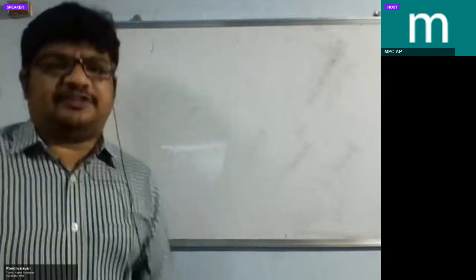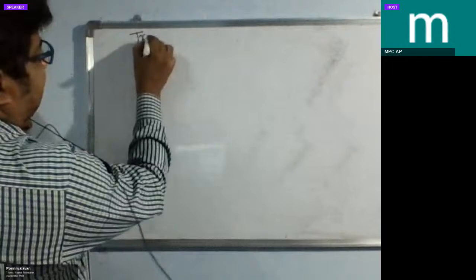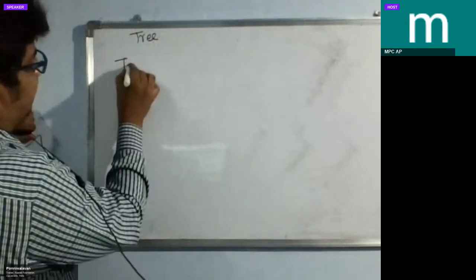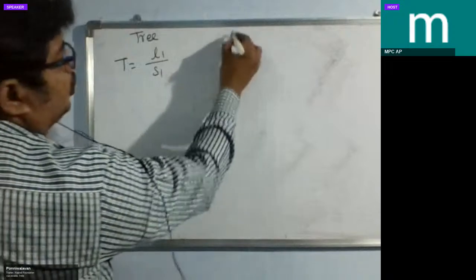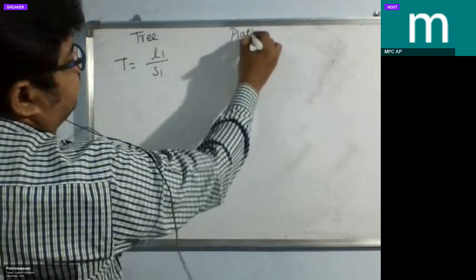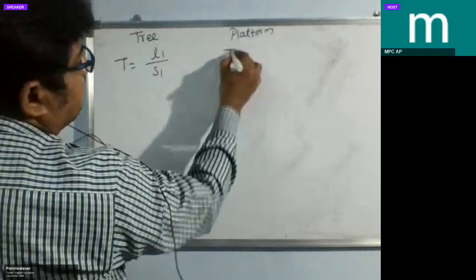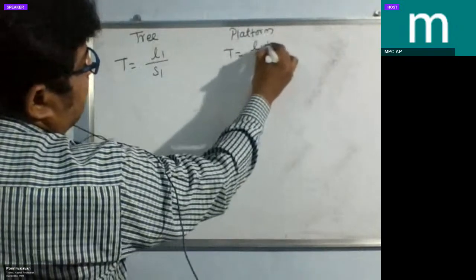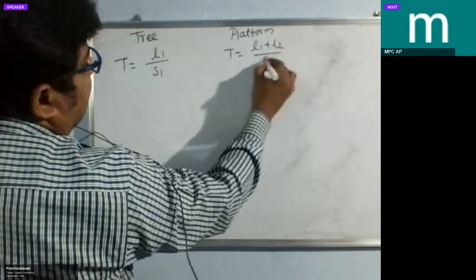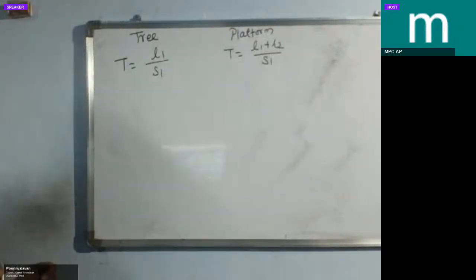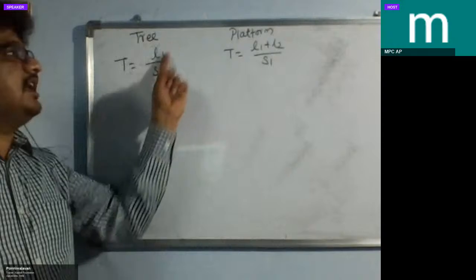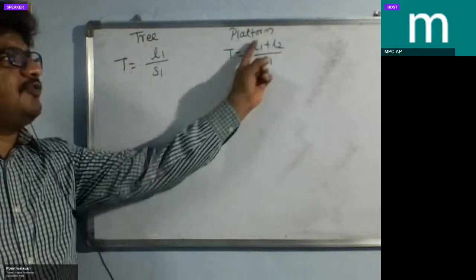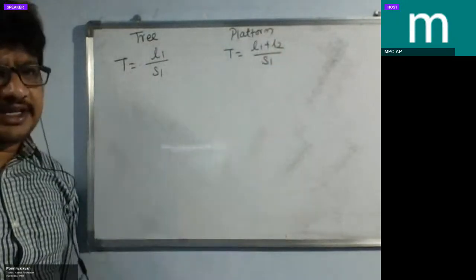First write the formula for the two cases. To cross a tree, the time taken is L1 by S1. To cross a platform, it is L1 plus L2 divided by S1. These are the two formulas. To cross a tree, it is L1 by S1. To cross a platform, it is L1 plus L2 divided by S1.